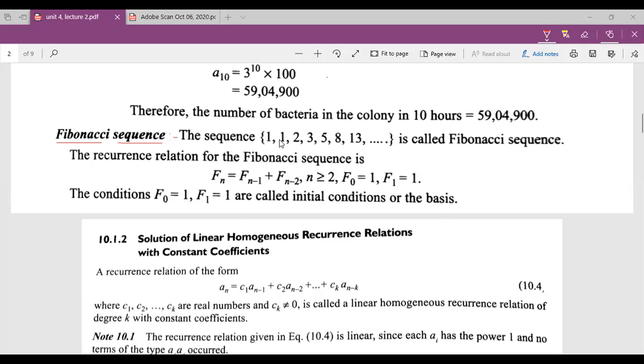The recurrence relation for this sequence is Fn is equal to Fn minus 1 plus Fn minus 2, n greater than or equal to 2, with initial conditions f naught is equal to 1 and f1 is equal to 1. The conditions f naught is equal to 1, f1 is equal to 1 are called initial conditions or the basis.